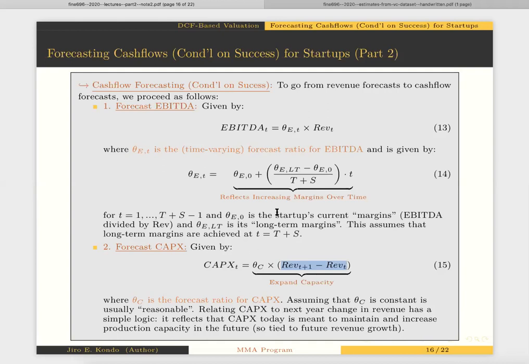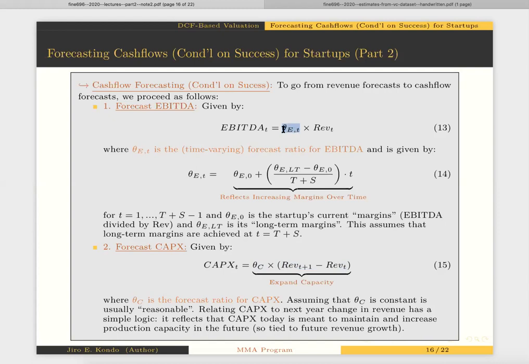So that's the reason why we relate capital expenditure not to current revenue, but to anticipated next period change in revenue. Right, because that goes more to the heart of why we make capital expenditures. It's to expand our production capacity. And we just assume, usually, in standard valuations, that the relationship between CapEx and next period change in revenue is constant over time. Notice that's different from what we assumed with EBITDA.